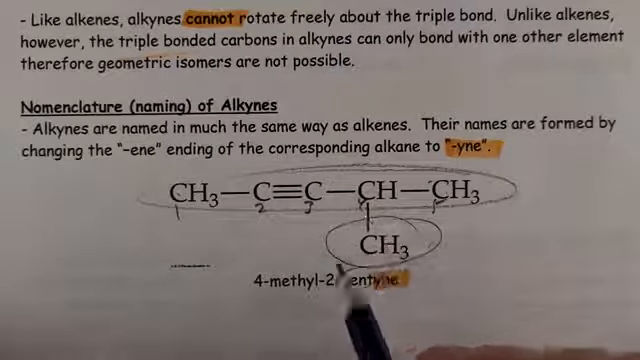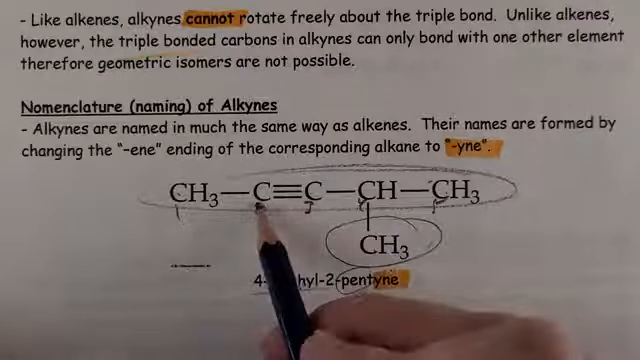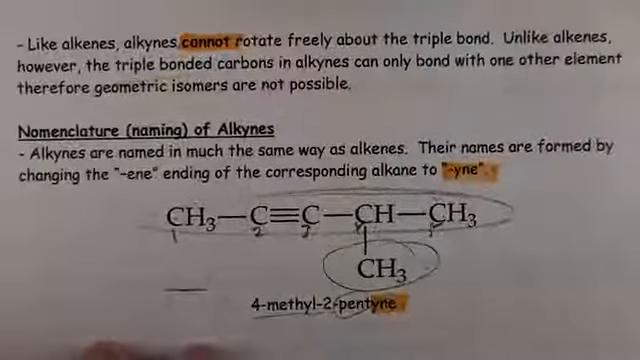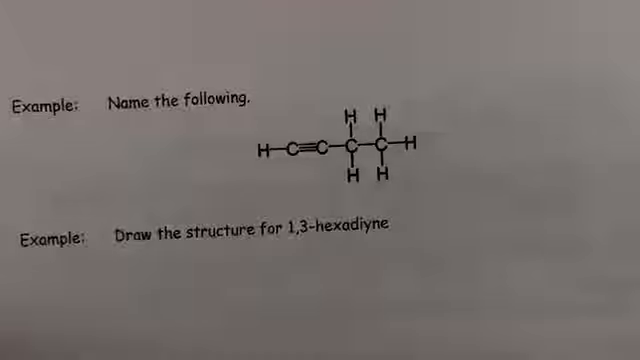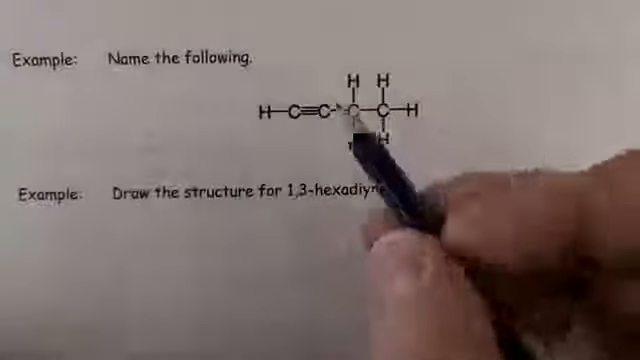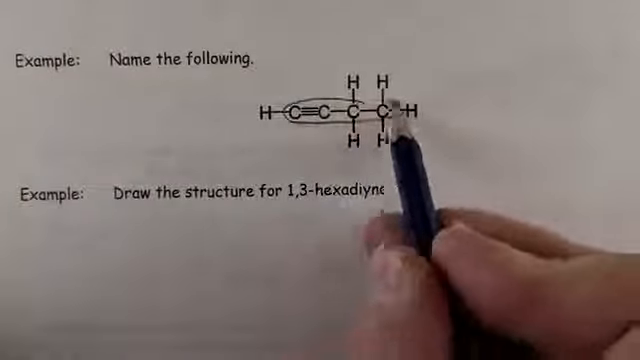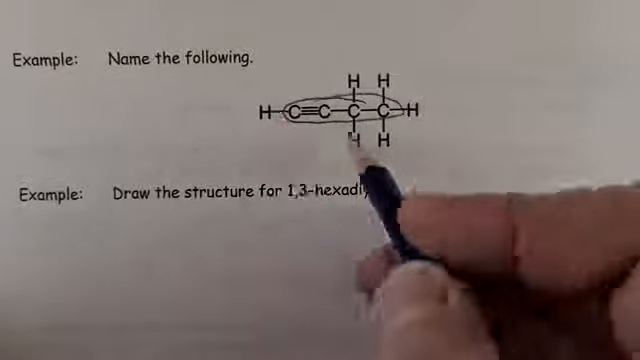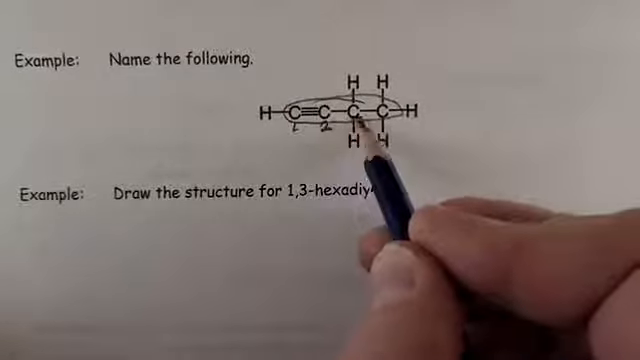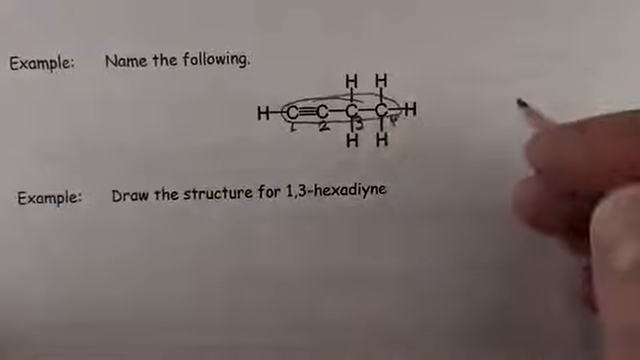So at position 4, I have a methyl group, and then at position 2 is the beginning of that triple bond. So 4-methyl-2-pentyne. As we'll see, very similar to how we name alkenes. If we look over here, the longest carbon chain, again, we're looking at carbons, not H's. The triple bond is here, so I'm forced to number it this way, 1, 2, 3, 4.